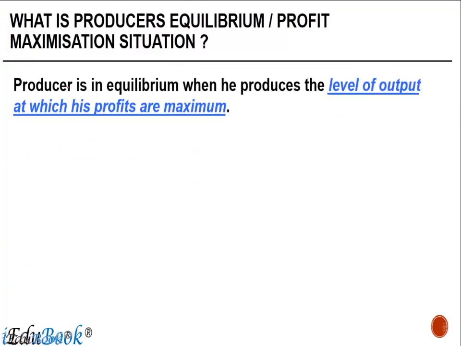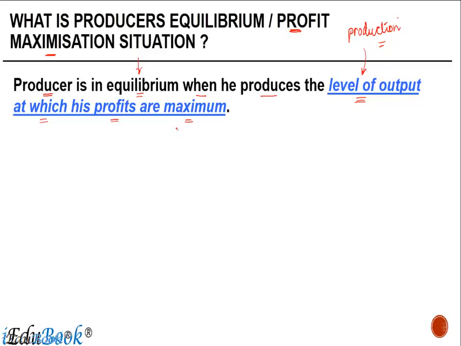So a producer is in equilibrium, meaning his profits are maximum, when he produces the level of output. What is output? This is also referred to as production, right? The level of output or the production at which his profits are maximum.